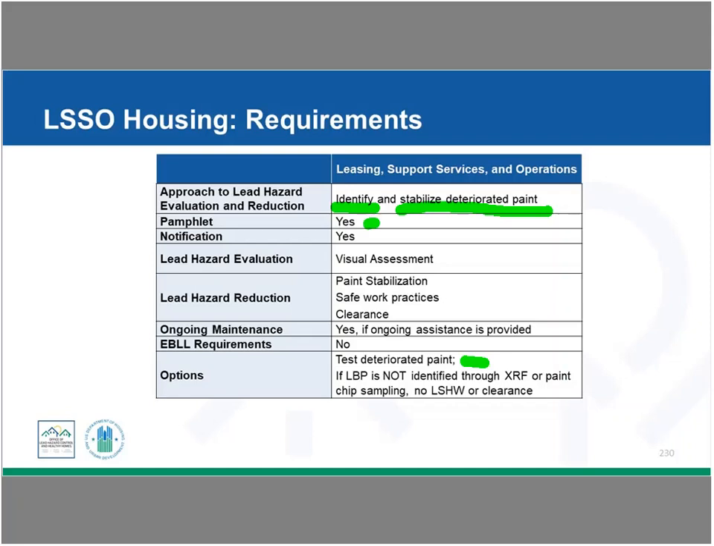And so we're going to provide the pamphlets, the notification, we're going to do paint stabilization and clearance testing as part of this. In many cases, under our leasing, supportive services, and operations, we may not have an ongoing relationship with that property. For instance, on our leasing assistance, maybe we're providing them the deposit and first month's rent to get a household into a rental property, or maybe under CV, we're providing them with up to 6 months of rental assistance.